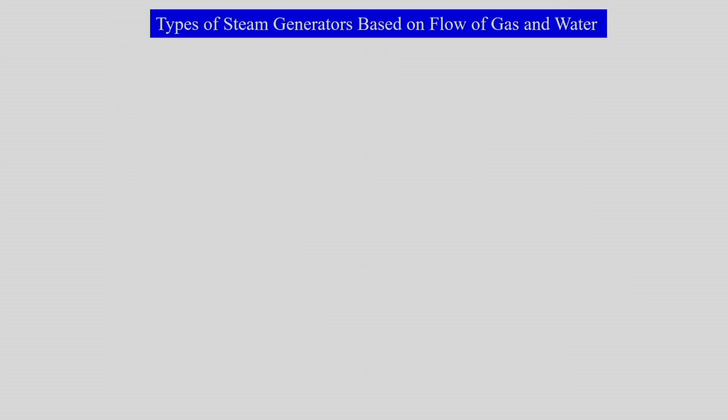Then we have types of steam generator based on flow of gas and water. As we had seen, there are flue gases, or there is combustion of the fuel, and that combustion of the fuel will lead to combustion products which are hot, and those hot combustion products would practically heat the water. So, this type is based upon the path of water and path of the gas, the flue gases.